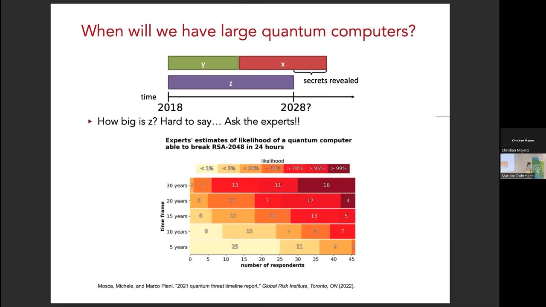So here is the resulting graph. We can look at it and see that there's a sizable crowd of experts that think it's at least somewhat likely that after 15 years from now, we have a quantum computer that can do that. And the picture becomes fairly clear after 30 years. There's basically only one expert left that thinks the likelihood is less than 50%.